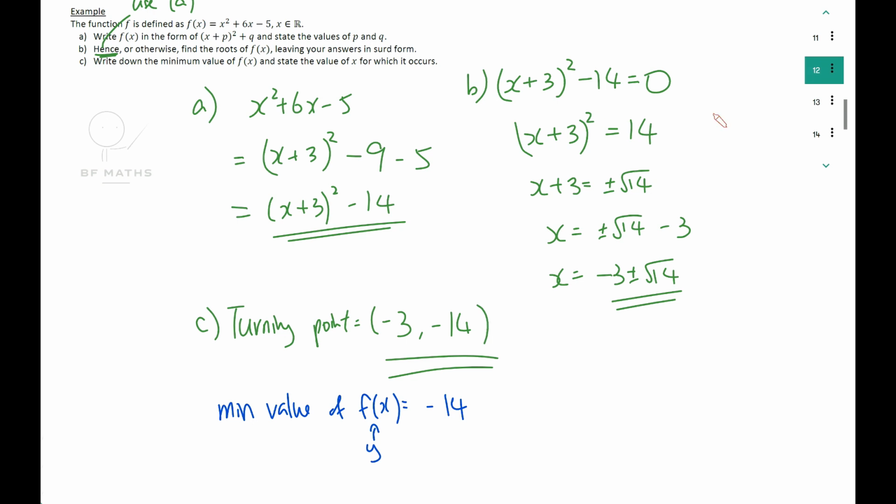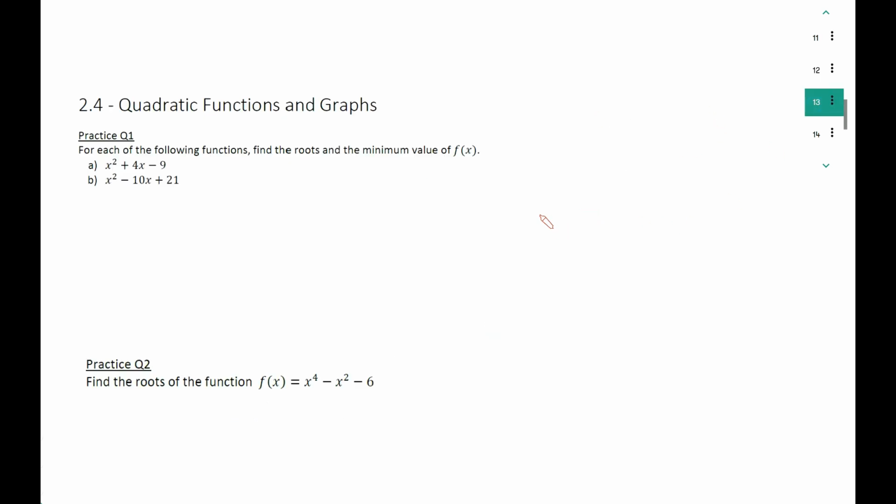Okay, all right. If you're happy with this, pause the video, have a go at practice question 1 and practice question 2. Now, practice question 2, if you don't know how to do this disguised quadratic, if you haven't heard of that word before, go back to the chapter 2.3 video, which has a lesson on how to do disguised quadratics. All right, pause the video, have a go. When you're ready for the answer, you can press play.